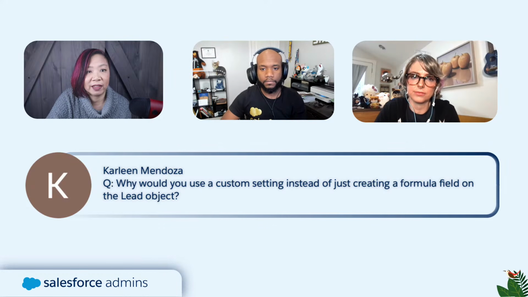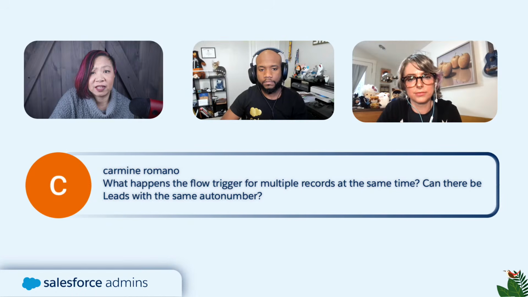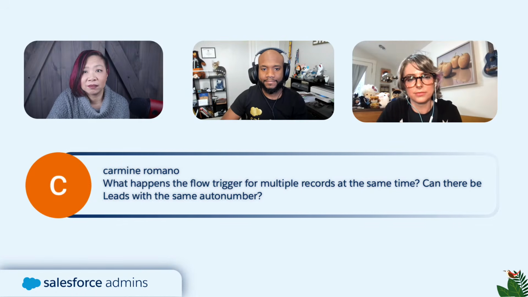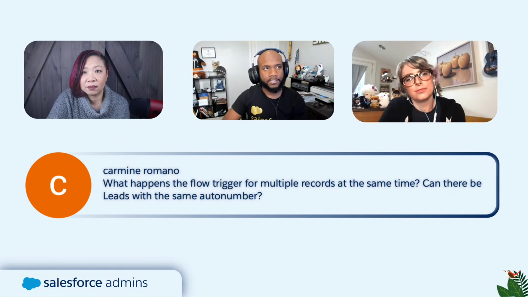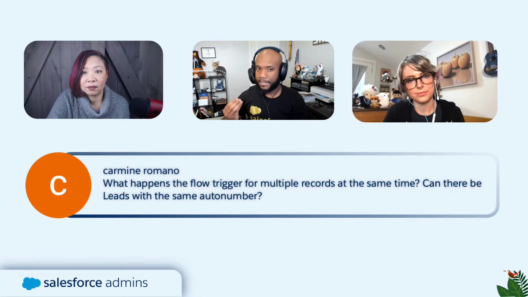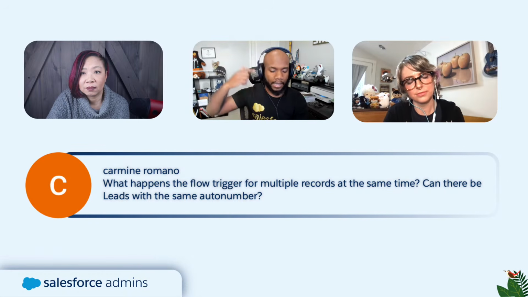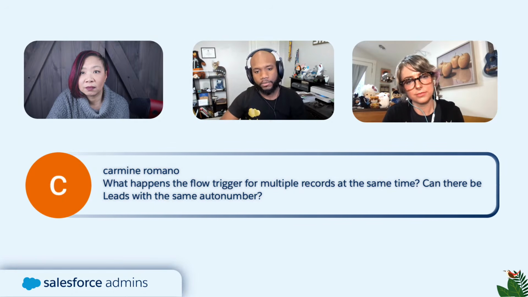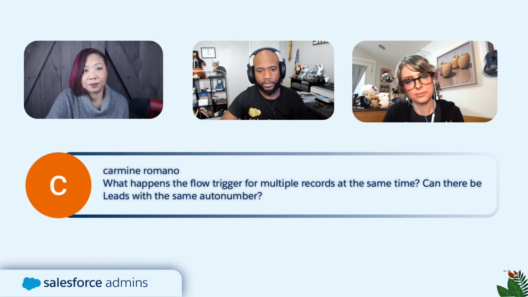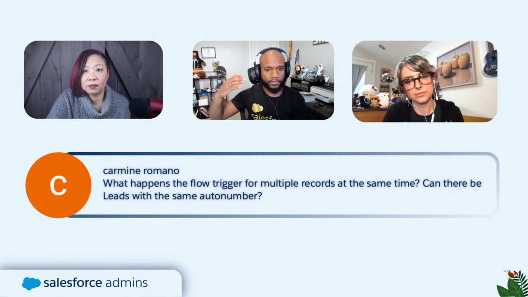Okay, great. So our next question is from Carmine. What happens to a flow trigger for multiple records at the same time? Can there be leads with the same auto number? This is a great question, and I was kind of thinking about it as it's going through. I'm 99% certain that as each of the individual records come through for the lead assignment and the auto number creation, they'll get a separate number for each of them, right?